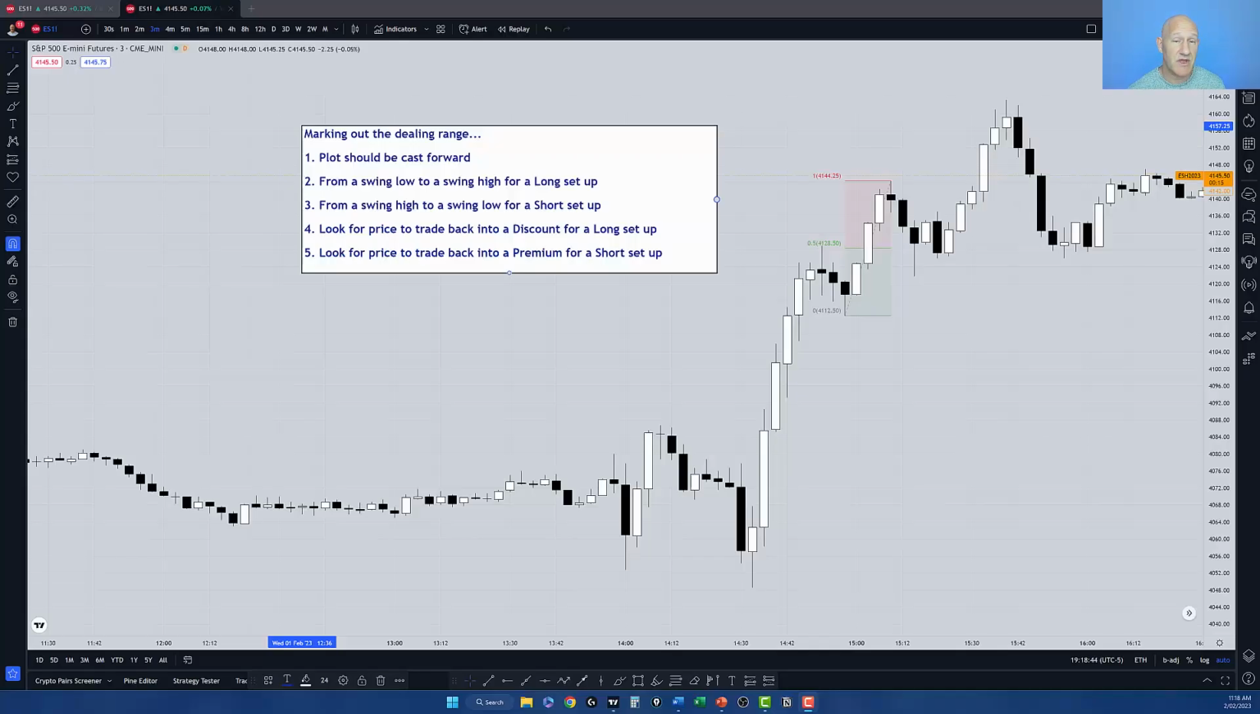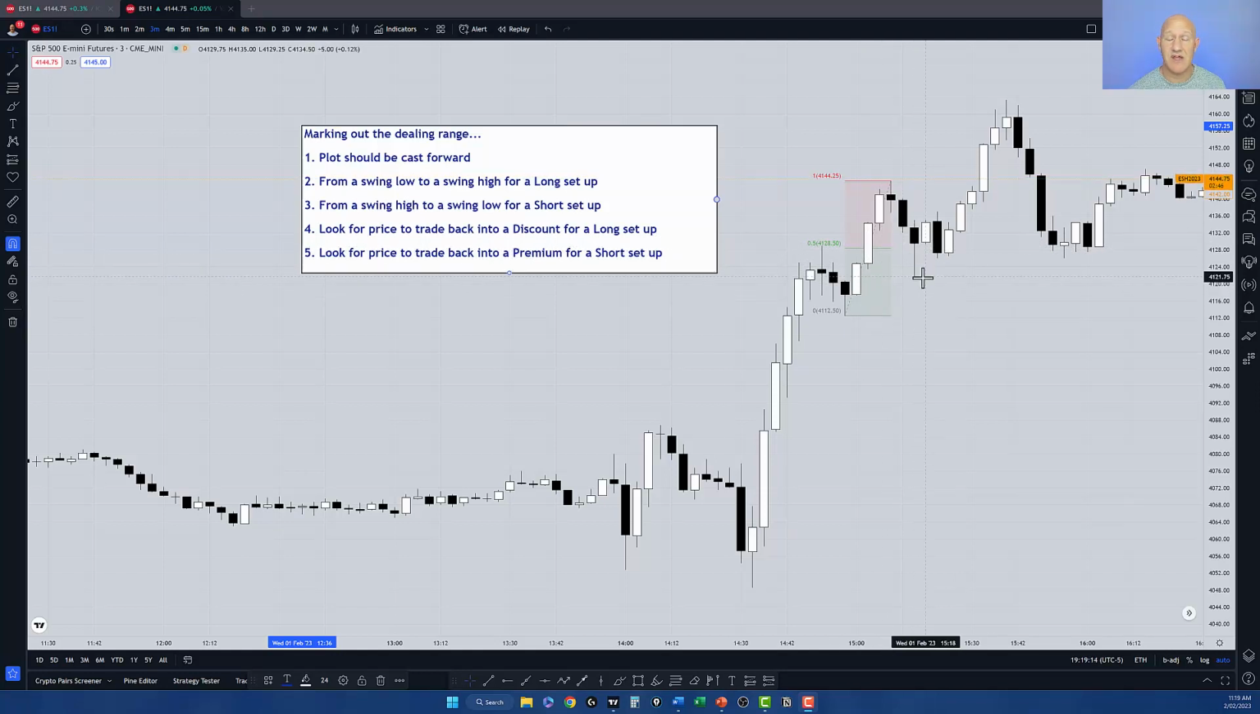So we're going to start with a long setup. So you'll remember our first point is we're looking at casting our array forward. So we're looking at the swing low here, so we're going long. So we started at the swing low and we terminate it at the swing high. And so then what we're looking for is for price to come back in to that discount part of the range. So you can see we have our equilibrium level here, and you can see that's exactly what price does. It comes down and actually trades through that equilibrium level and goes deeper into the range.